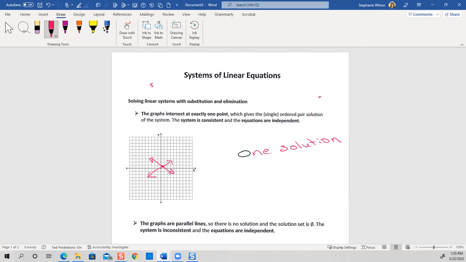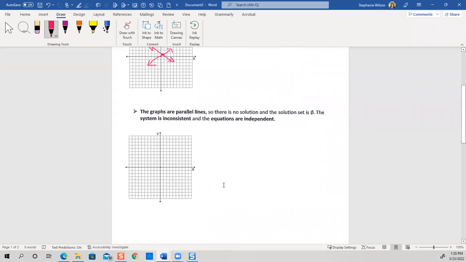Now, that's saying if we have parallel lines where they run beside each other, right? Their slopes are the same. That's if you draw them exactly parallel, the slopes are the same, but they share no ordered pair. Like this up here shared that intersection. So there's no solution.